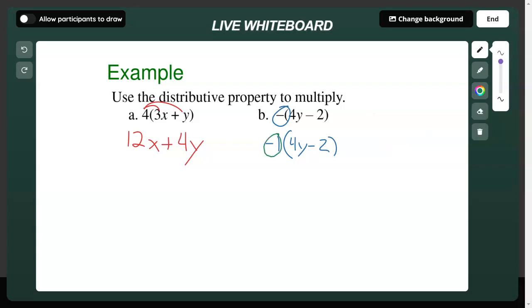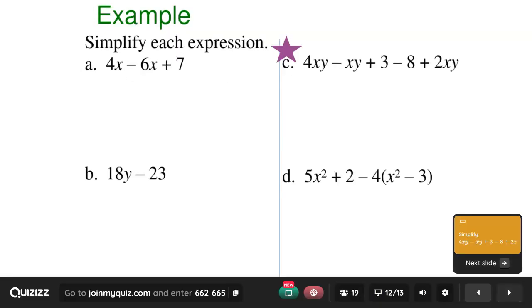So negative 1 times 4y, negative 4y plus 2, and negative 1 times negative 2 turns it into a positive 2. Okay, so use that distributive and use that identity. And if we wanted to rearrange these, we could do commutative now that I have addition. We could do a little bit of commutative identity if we needed to. Okay, questions on that? Pretty straightforward.